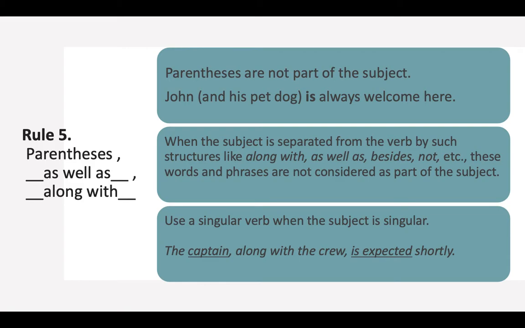So the captain along with the crew or along with the players is expected shortly. That is, it should ideally be like this: the captain is expected shortly. That is the connection. What is given in the part along with that structure, along with, is additional information. So the captain along with the crew is expected shortly.